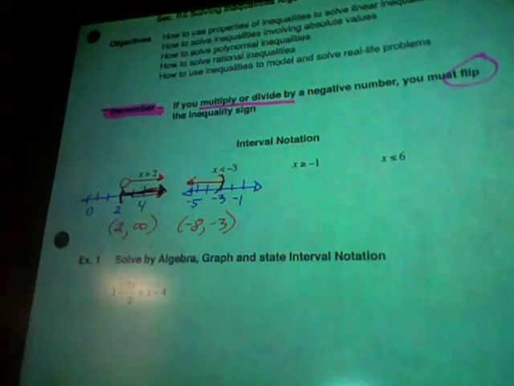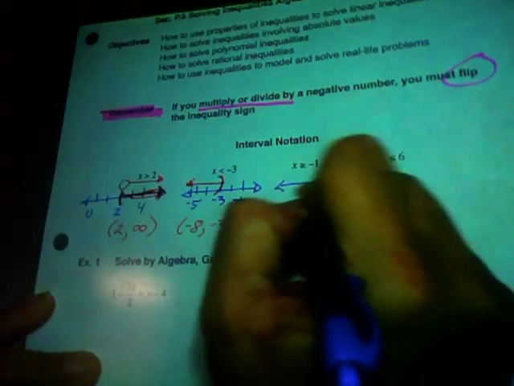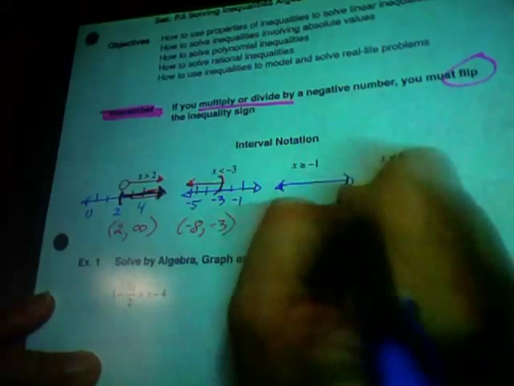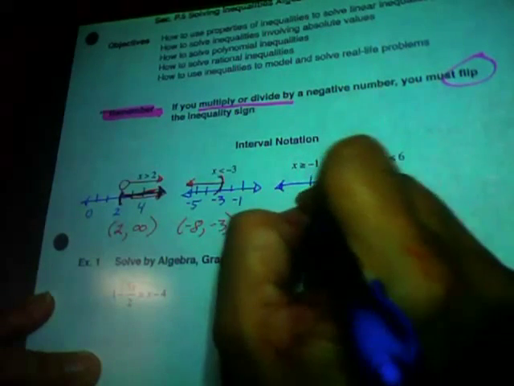I haven't done that in a long time. All right, so then on this one, negative 1 is our boundary point.